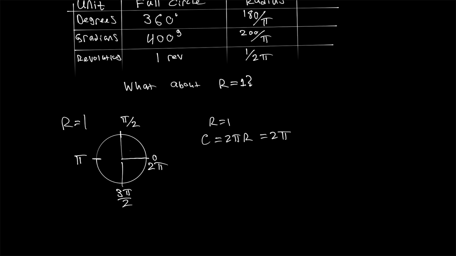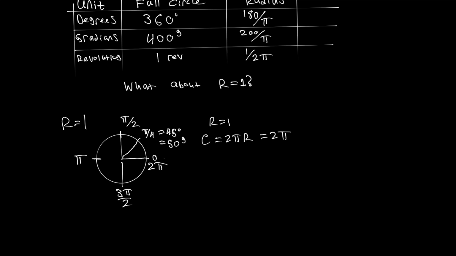And indeed, we can further divide this circle. We have pi by 4, equal to 45 degrees, which would also be equal to 50 gradians, or equal to 1/8 of a revolution.